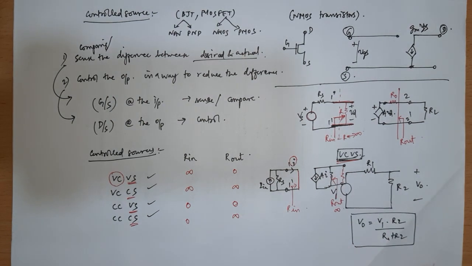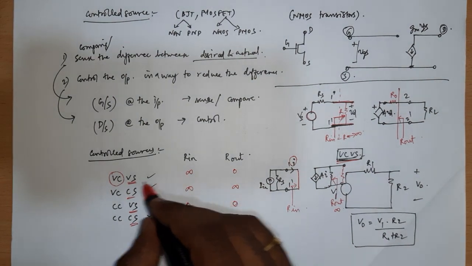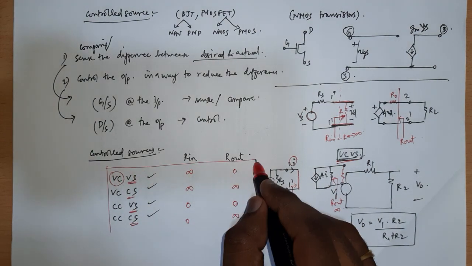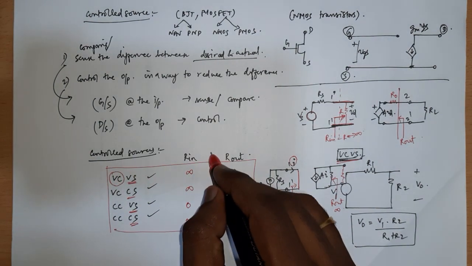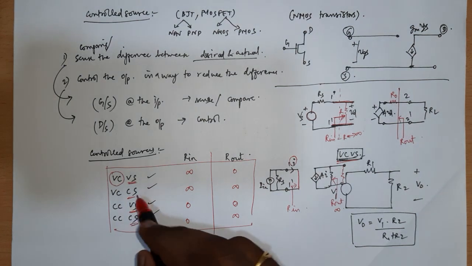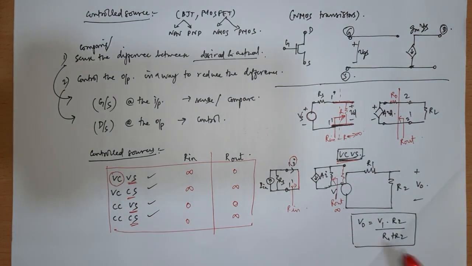So that's how we construct this property. Any controlled source that you mention should satisfy this property accordingly. It should have R in and R out accordingly. So whatever controlled source we are trying to construct, we'll verify this property for those controlled sources.